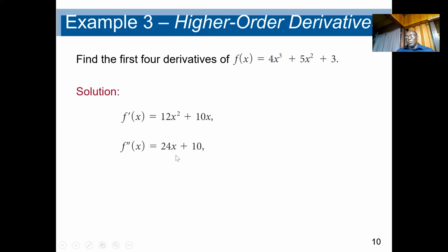24x plus 10. Then the third derivative, I will get 24 plus 0, so just 24. We are looking for the fourth, so the fourth will be a constant value, 0. Now, if I'm looking for the fifth, it will be 0 throughout. So this will be, again, the fourth derivative of f at x equal to 4x cubed plus 5x squared plus 3. The answer will be 0. So you can see how we follow step by step. We find the first derivative, second, third, then the fourth.